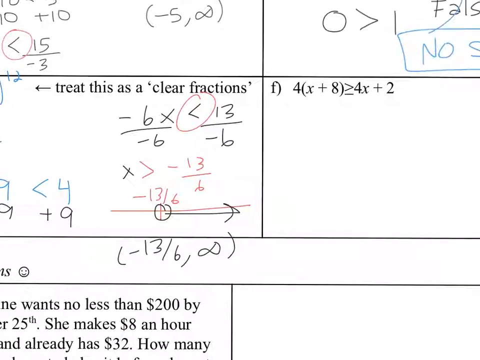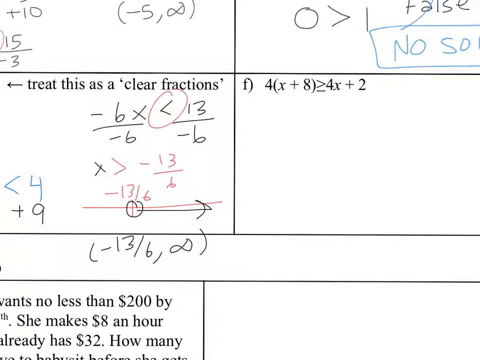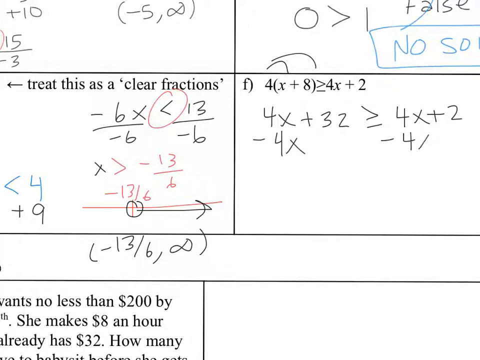Okay, then this one, I'm going to do the distributive property. So it's 4x plus 32 is greater than 4x plus 2. So I get my 4x's on the same side. So I have 32 is greater than or equal to 2. My variables dropped out, and I get something that is a true statement. So in this case, it's going to be all real numbers.